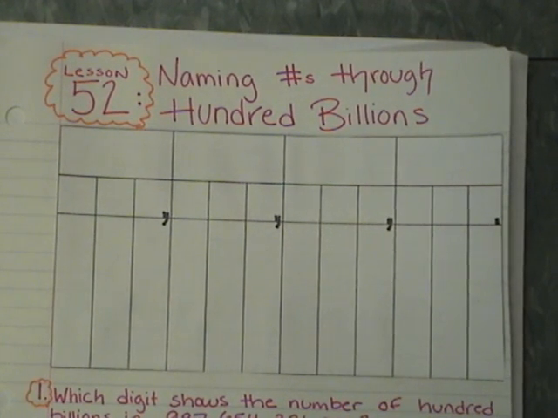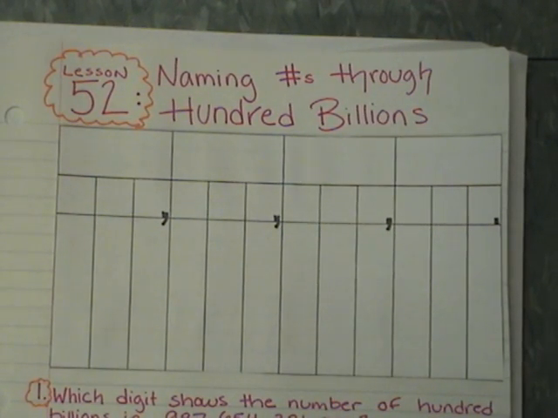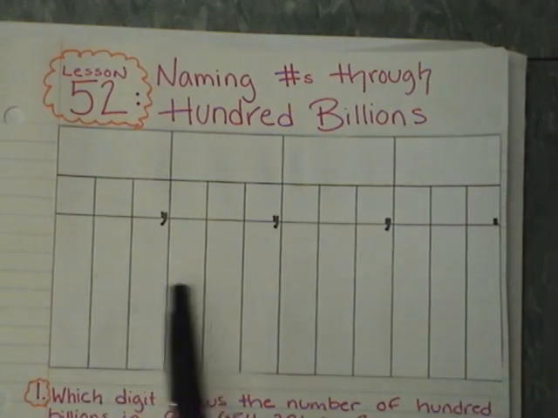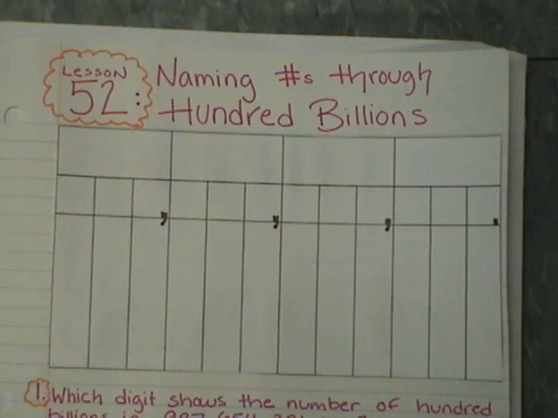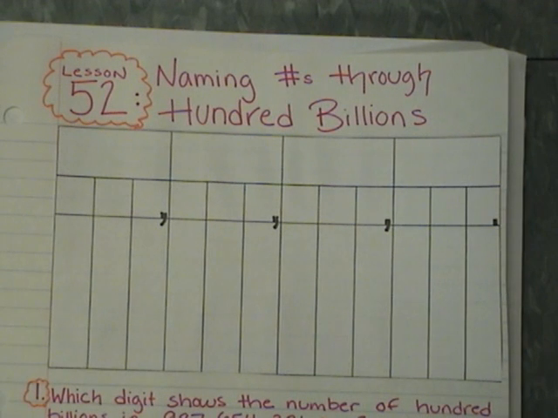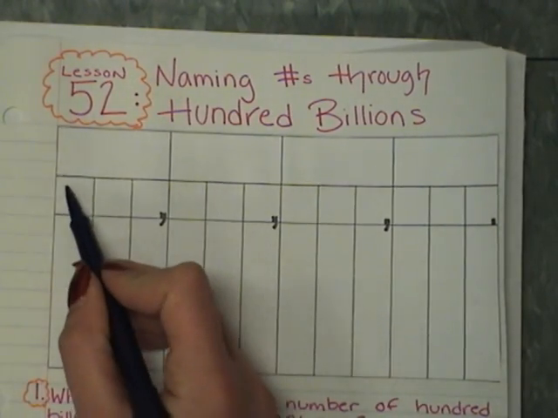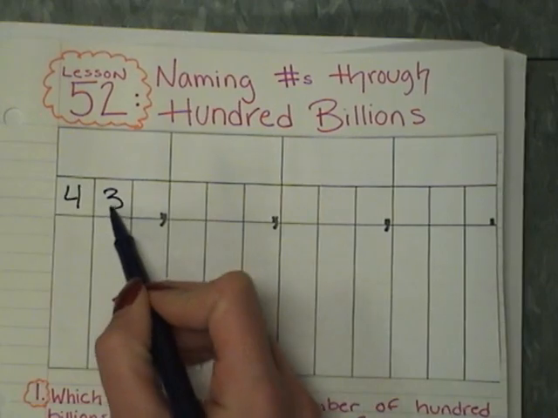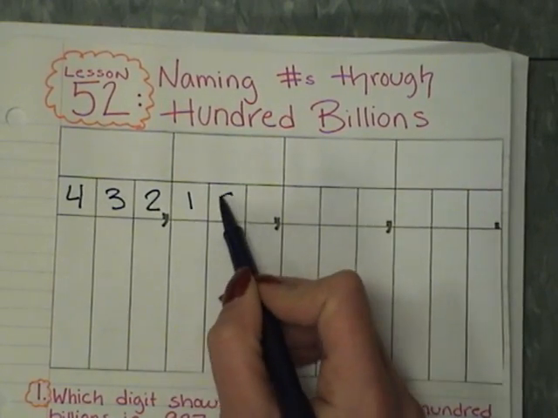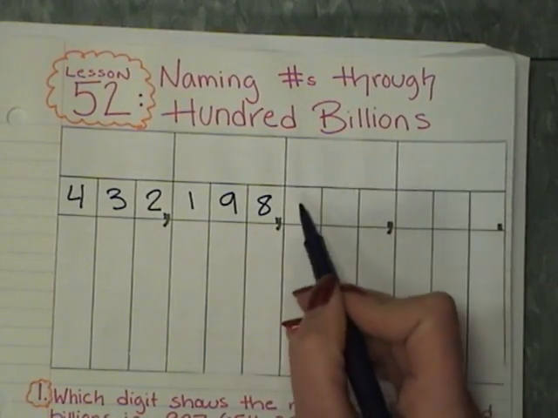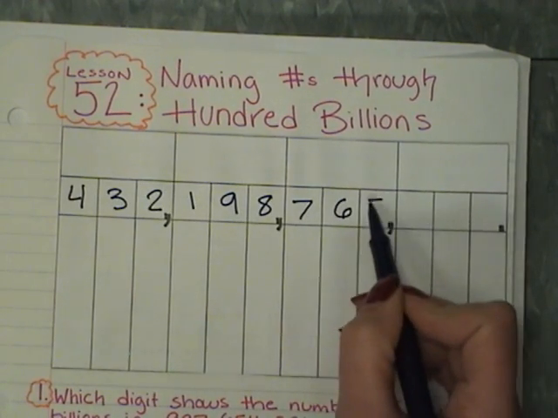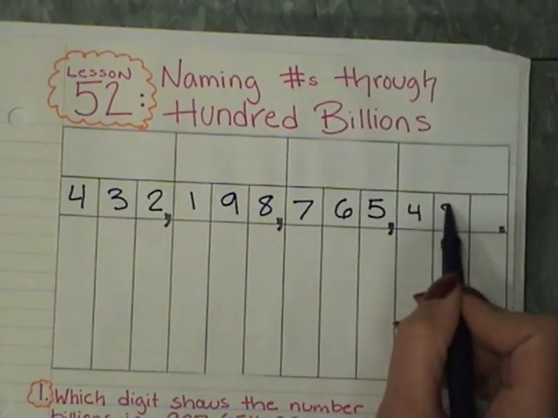All right, for this lesson, we are naming numbers through the 100 billions. And so today you got this chart, and you need to glue it or tape it in at the very top. And we're going to fill it out. Okay, so first I'm just going to write this random number, and then we're going to write the place value of each number. So I'm going to do a 4, a 3, a 2, 1, 9, 8, 7, 6, 5, 4, 3, and 2.